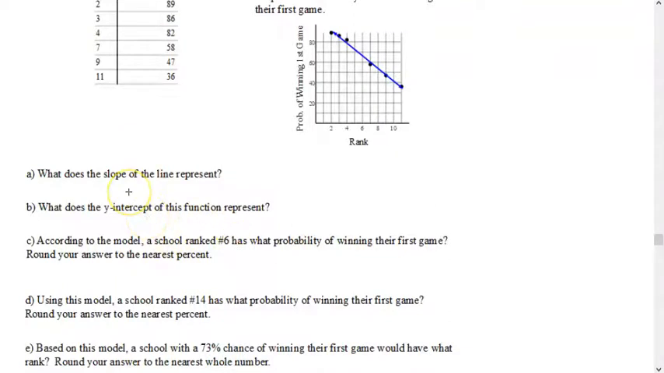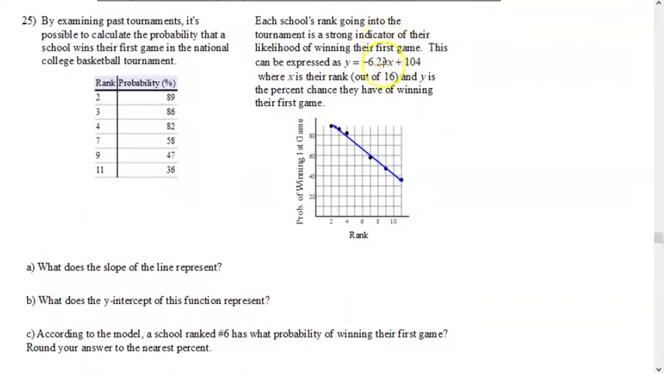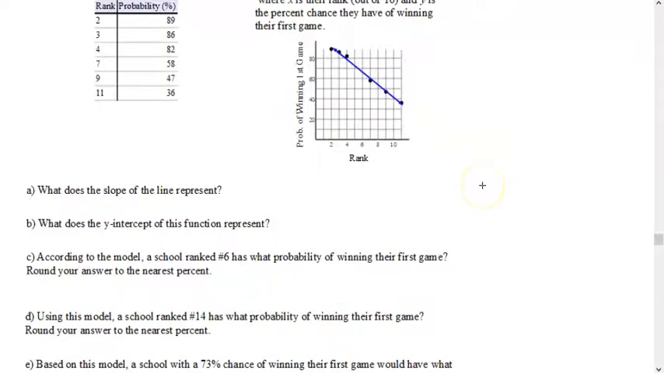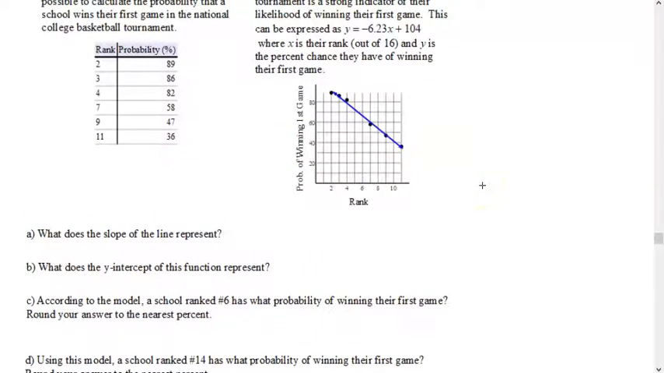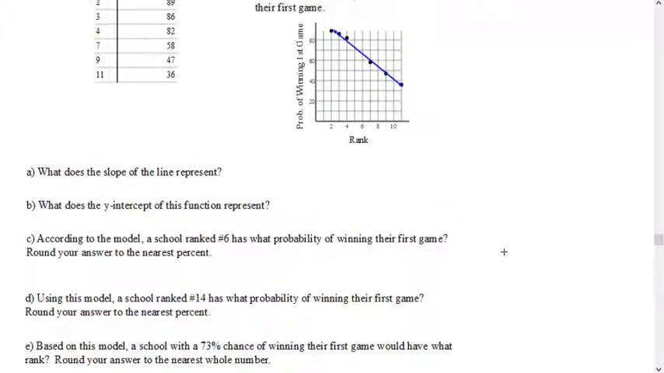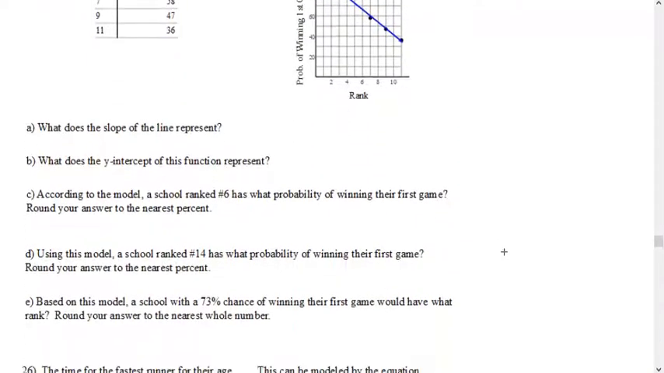So on A, the slope of the line, what does it represent? That's talking about the negative 6.23, which would be the probability per each rank. And then the y-intercept would be the probability if they were at rank number 0. For C and D, you would plug in 6 and 14 into x to evaluate to get y. And then for E, you would plug in 73% for y to solve for x.